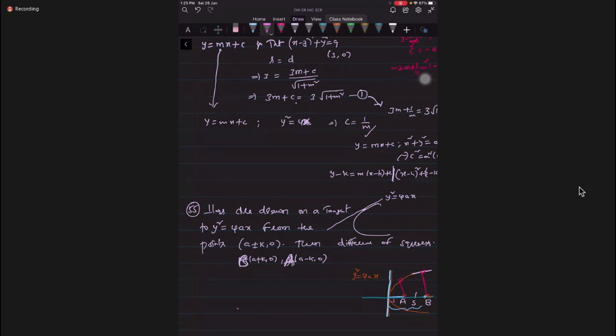Now also we can draw from A to this tangent one perpendicular, which is OA square, right? Difference of their squares only they're asking. Minus, you can draw a perpendicular from B to the tangent, like OB square, students. So OA square.